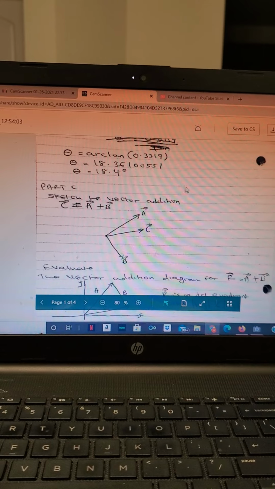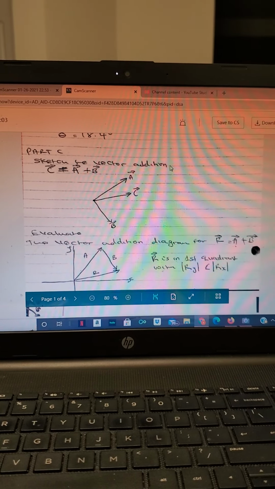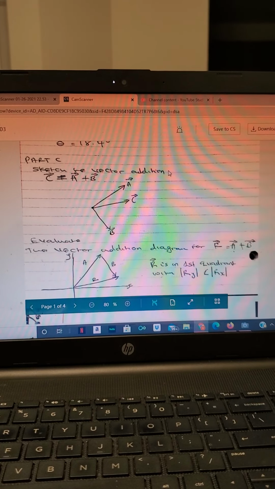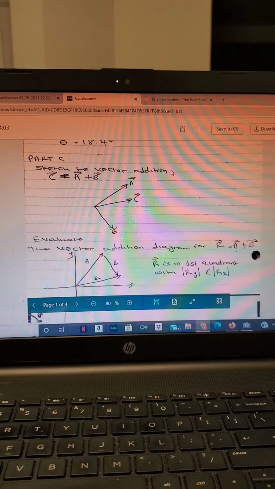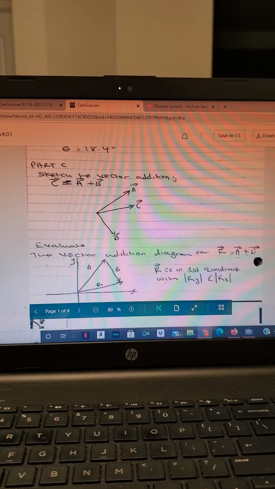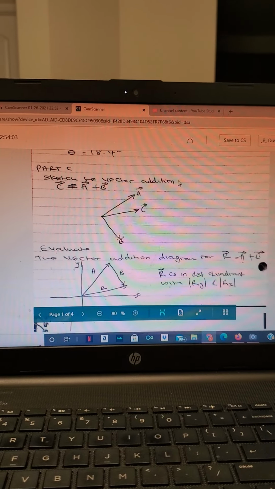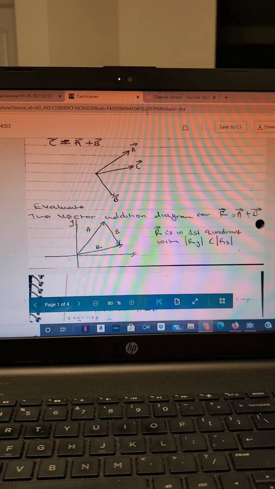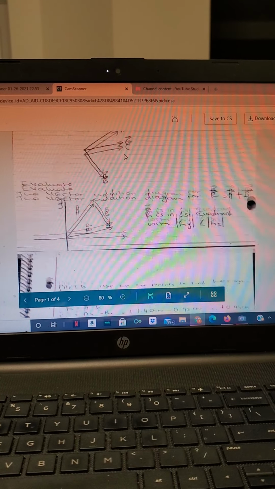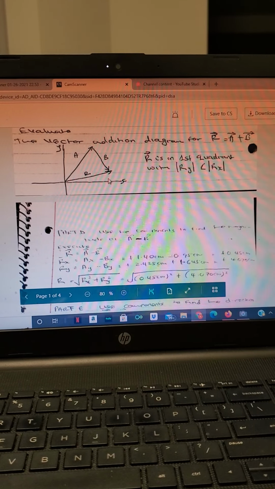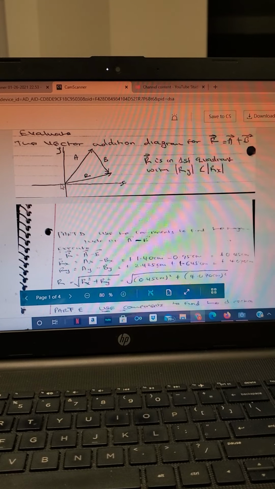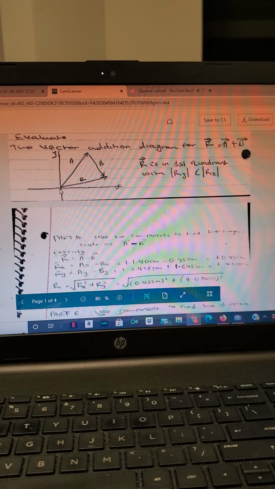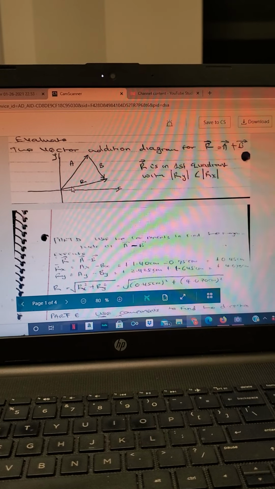Part C says we should sketch the vector addition, which will give us vector R, the resultant, which is vector A plus vector B. By my evaluation, the vector addition of A and B starts from the origin. Vector A started from the origin.